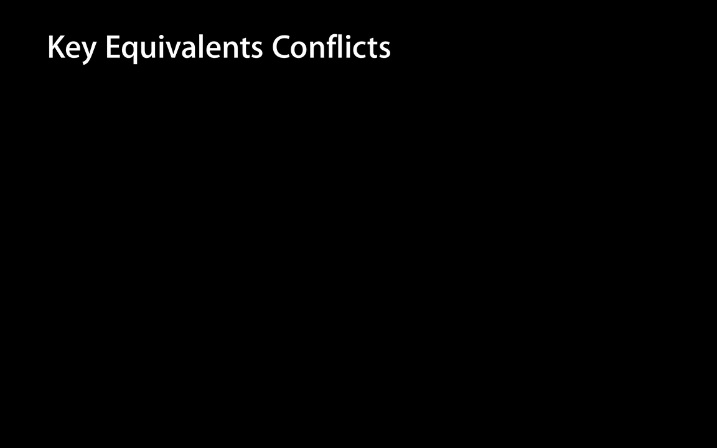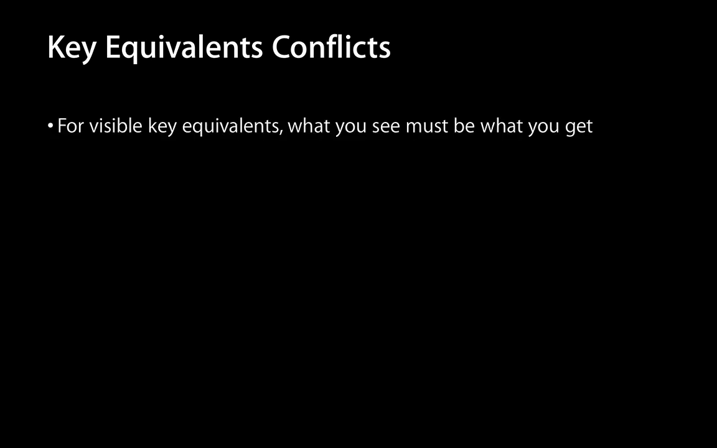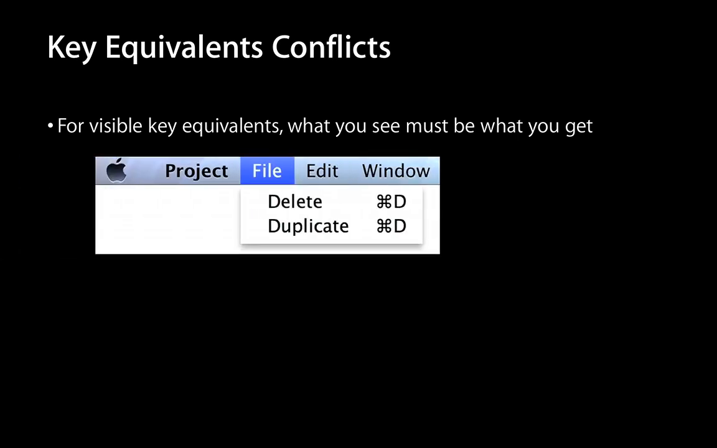Now, when the key equivalents are visible, it's really important that what you see is what you get. What do I mean? Well, imagine an application like this with Delete and Duplicate both showing Command D. The user types Command D hoping to duplicate. Instead, it deletes something. That's bad. This may seem like a very contrived example, but if the menu items are in very different menus, maybe one's in a pop-up, who knows, it could be confusing. So when two menu items claim the same key equivalent, NSMenu will actually mediate between them to determine which one wins, and the other menu item will not show that key equivalent.